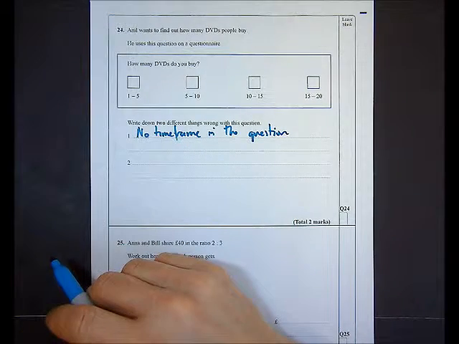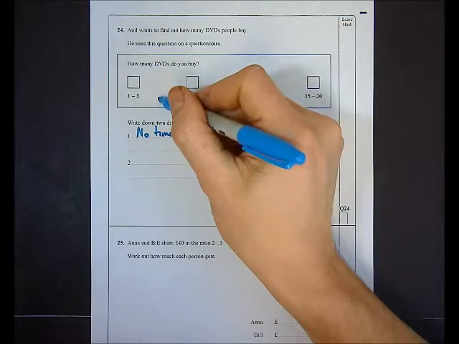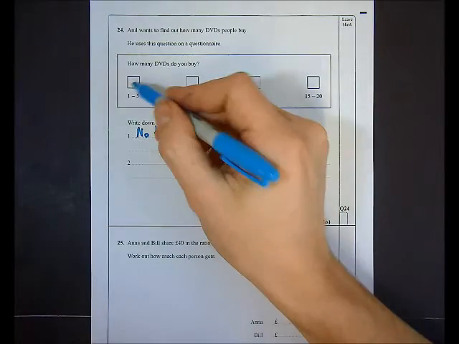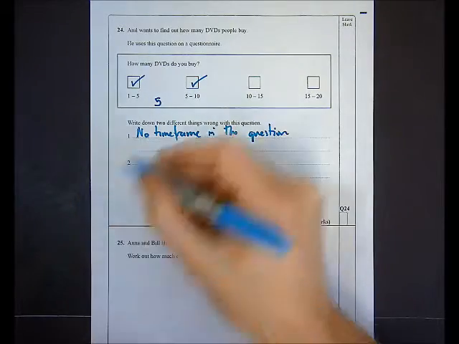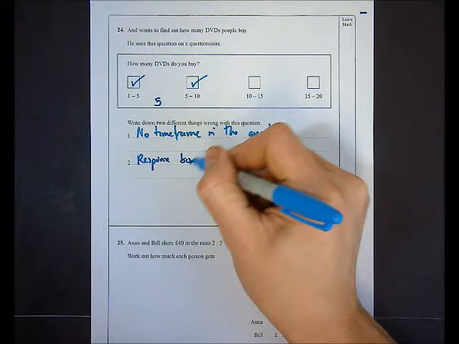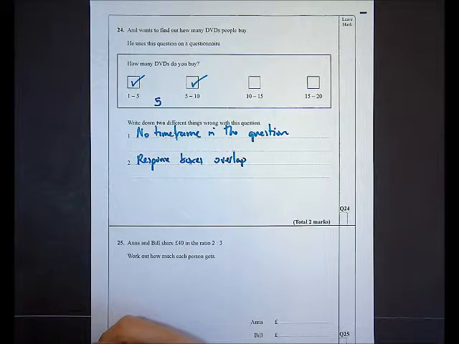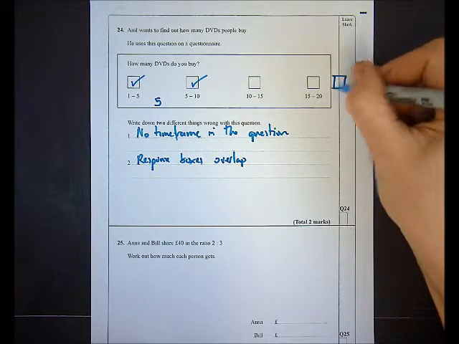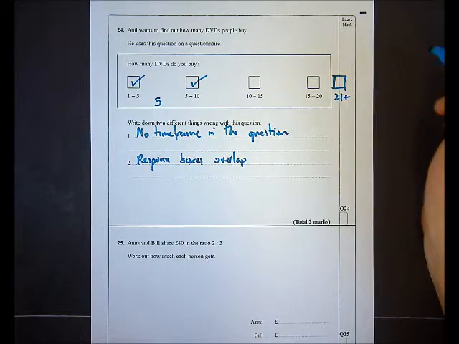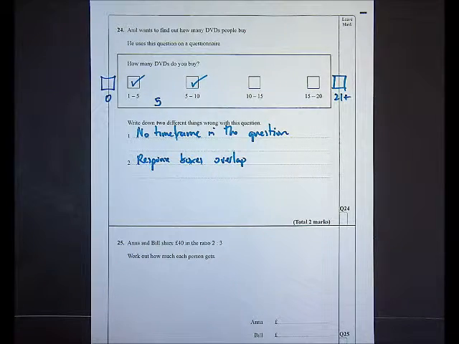And similarly again, what else is wrong with it? Well, these response boxes here, if I actually bought 5 DVDs, I could tick this one or that one, so the boxes overlap. So the response boxes overlap. You could also have that there isn't a box for 21 or more. There isn't a box for if they don't buy DVDs. Any of those would suffice.